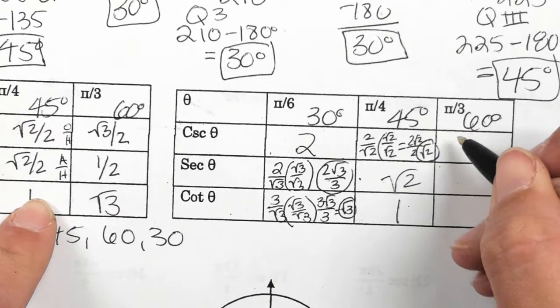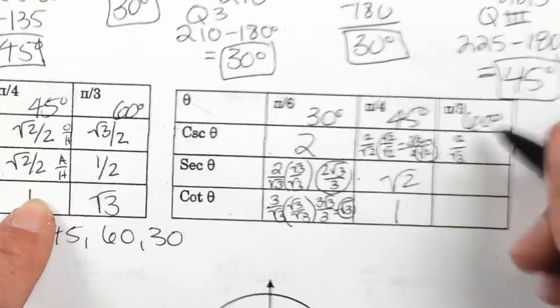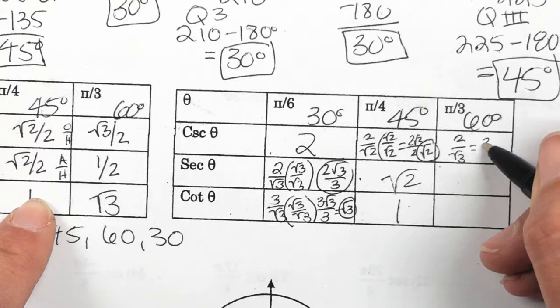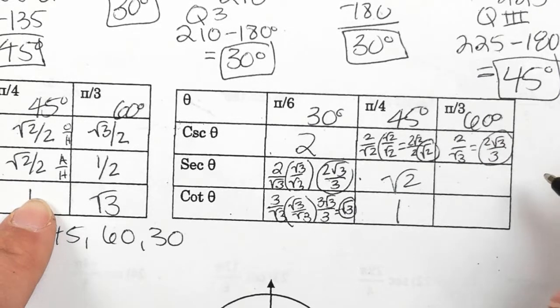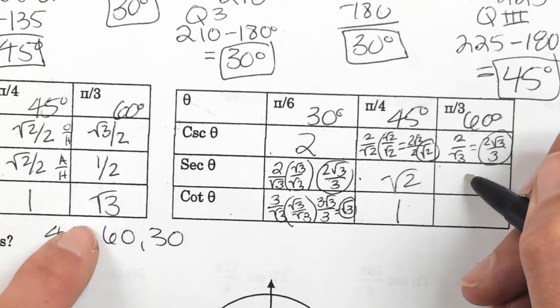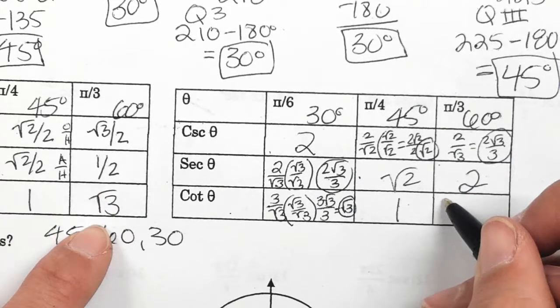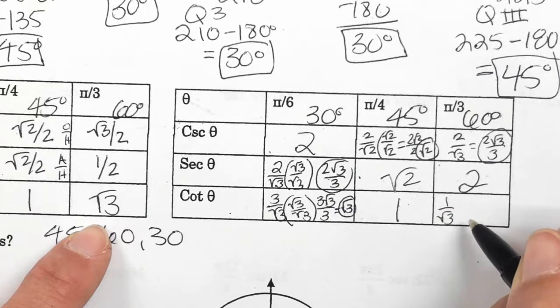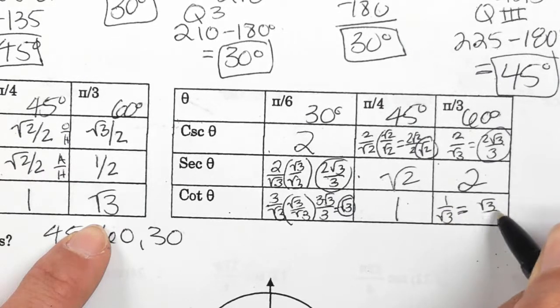This one will be 2 over square root of 3. So multiply both by square root of 3. We'll have what? 2 square root of 3 over 3. Very good. Swap this one. Swap this one will be 1 over square root of 3. So multiplying both by square root of 3, we would get, very good.